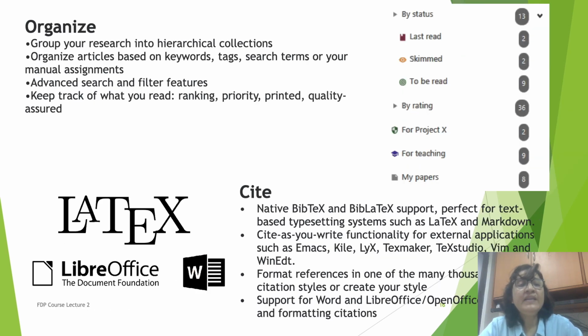So next feature is to organize. I mean, once you do it, then you can organize, group your research into hierarchical collections. You can give keywords, tags, advanced search and filters you can use. For example, if some author is well known in that particular area, you can put a filter in that. Keep track of what you read. So in that you can also see whether you have read that article. That is, you can keep a few articles which you need to read in a to-be-read folder. Few articles which you have already read can be found out from this, whether you have read it or not, right?